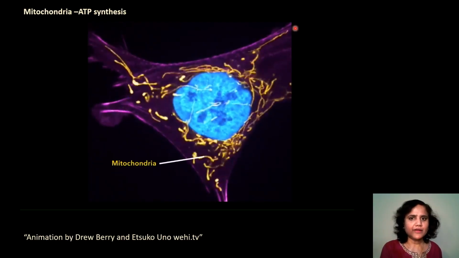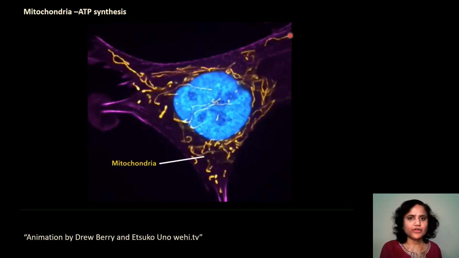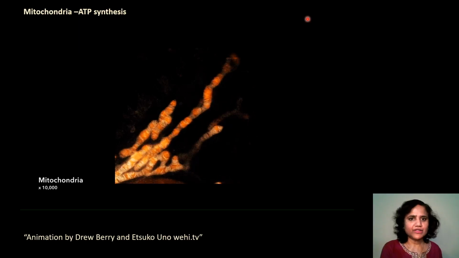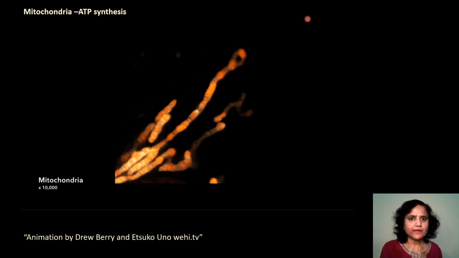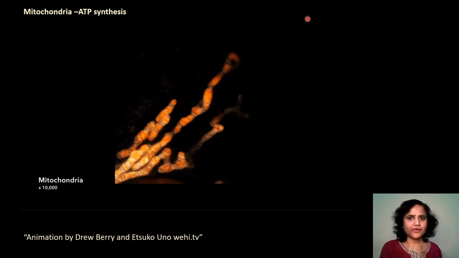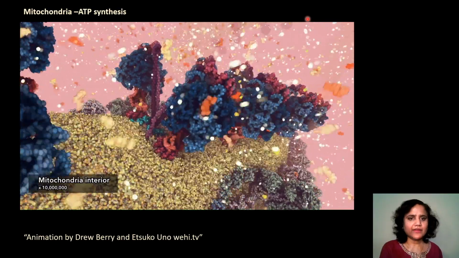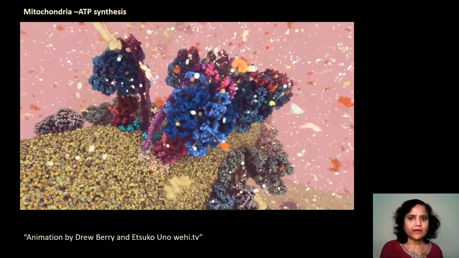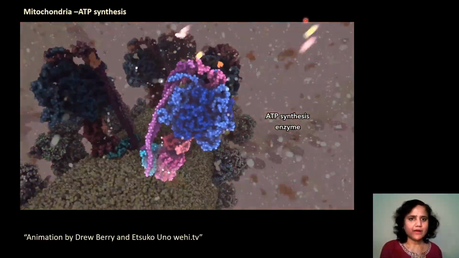Within the cell, mitochondria form elongated structures that form an intricate network shown here in yellow. They produce ATP using the energy from the breakdown of food. The inner membrane of the mitochondria has rows of the rotary molecular machines consisting of the multiple subunit enzyme, the ATP synthase that generates ATP from ADP and Pi.